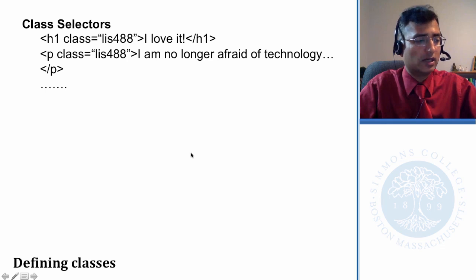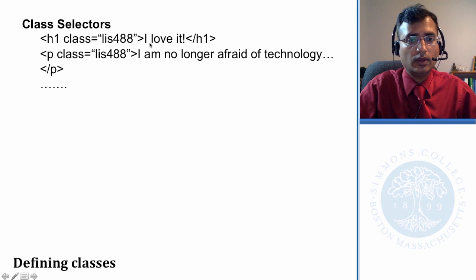So let's now look at class selectors. Here you have the H1, the heading 1, whose class is LIS488, and it says I love it, and then you have your paragraph, and the class is equal to LIS488: I'm no longer afraid of technology or something.